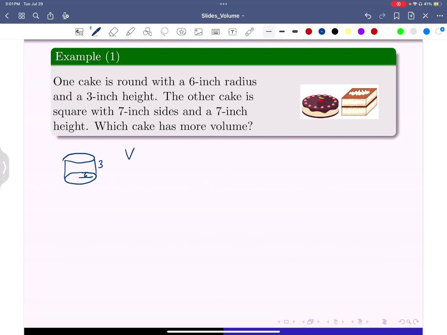So the volume of the round cake would be the area of the base. My base is a circle, so in that case it would be pi r squared times the height. Here is the height, so it's times height. So the volume would be pi times the radius, 6 squared, times 3. So this volume would be 36 times 3, or 108 pi.